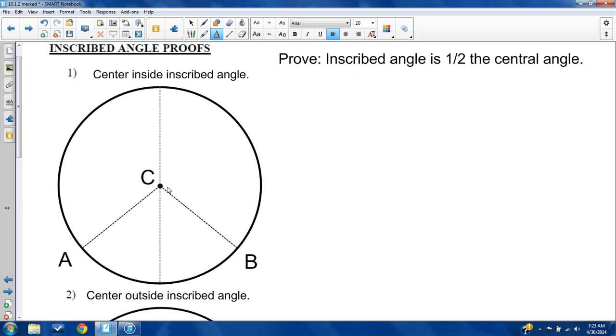We'll do it where the center is inside the inscribed angle, and by that I mean, here, I'll just draw it now.